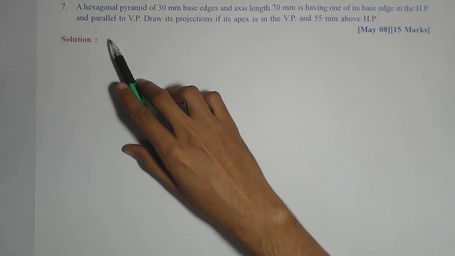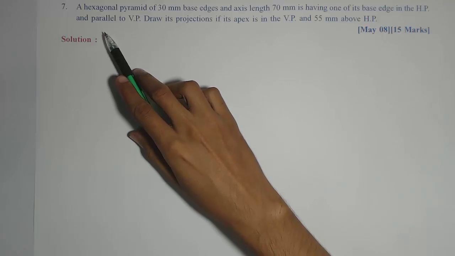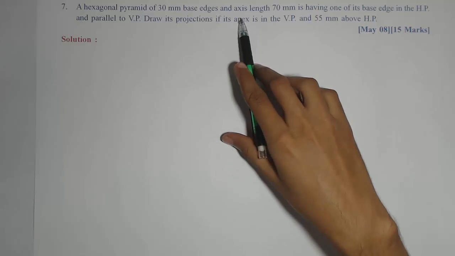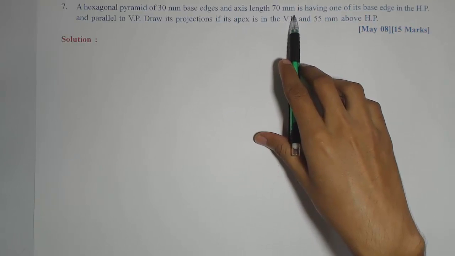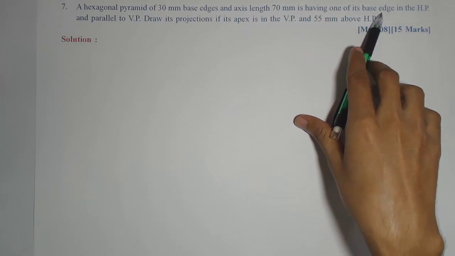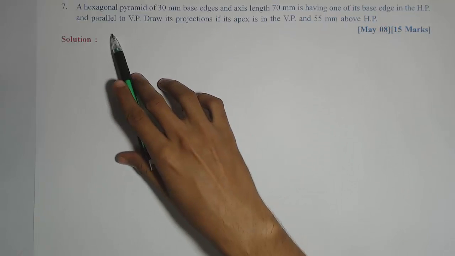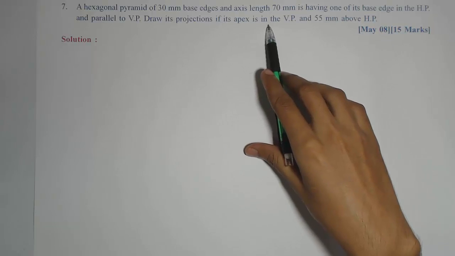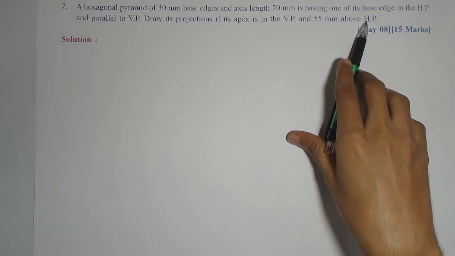Now next problem for pyramid. A hexagonal pyramid of 30 mm base edges and axis length 70 mm is lying on one of its base edge in the HP and parallel to VP. Draw its projection if the apex is in the VP and 55 mm above the HP.